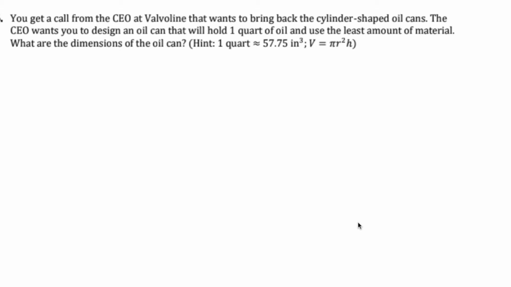And you want to use the least amount of material. So you want to know what the dimensions of the oil can are. Now, I gave you some information here, and this is the kind of information that you are typically given. 1 quart is 57.75 cubic inches, and then also the volume formula. Now, since you're using the least amount of material, you want to know the dimensions of the oil can to use your least amount of material. That's what you're looking for. We're going to have to use surface area.